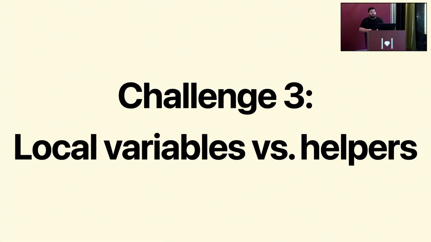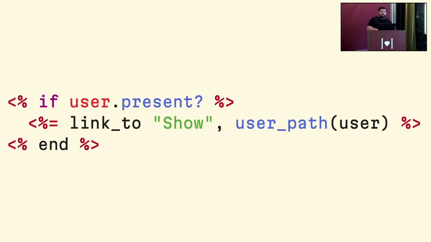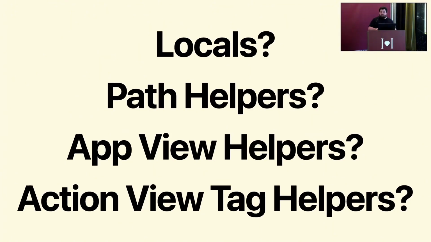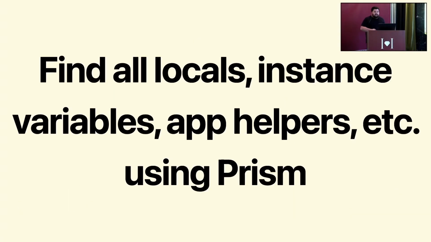which also ties into the next challenge that we need to know what are helpers, what are local variables, and so on. So if we have a template, we want to know what is user, what is link_to, what is user_path, and so on. Are those locals? Are those path helpers? Are those ActionView tag helpers? We need to know what these things are. Again, luckily for us, Prism makes it somewhat trivial for us to figure out what's happening in these templates, so we can do some static analysis to figure this out.